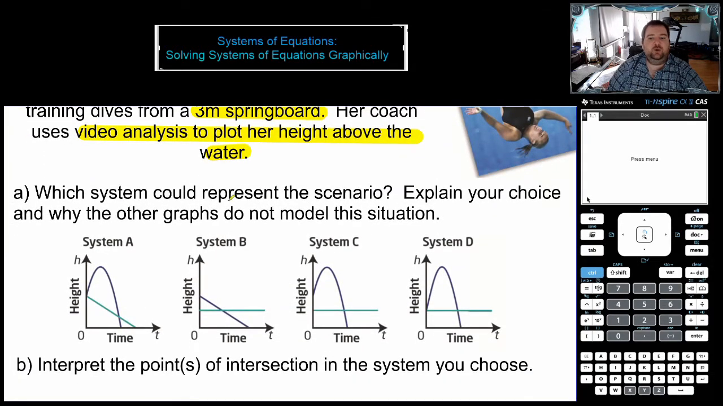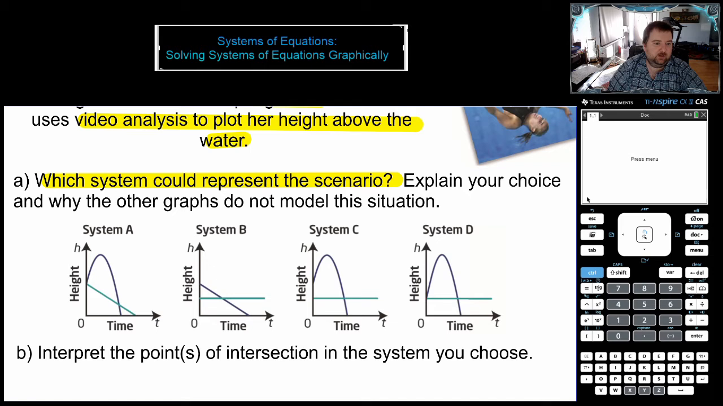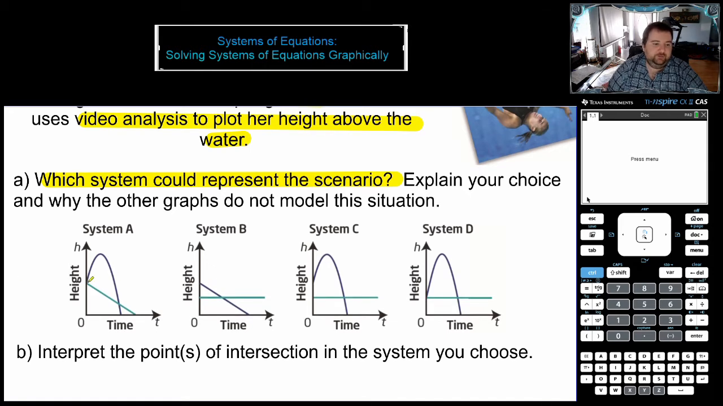Which system could represent this scenario? Explain your choice and why the other graphs do not model this situation. All right, let's look at our graphs here. So here it seems like she's starting off at a height. She's in blue, the green is the diving board.